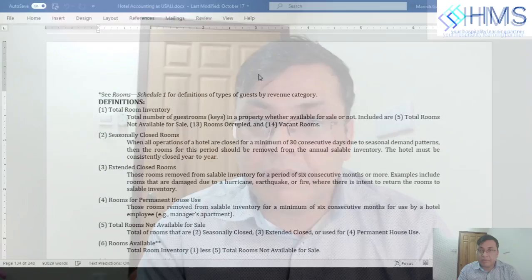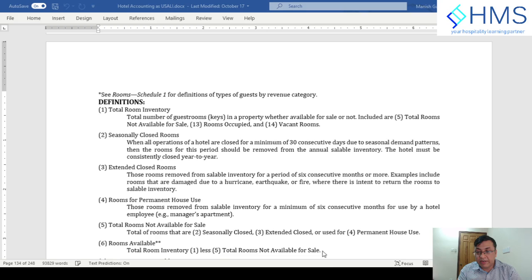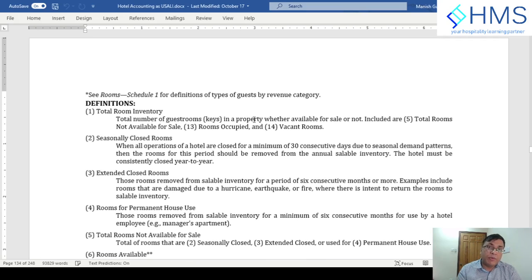So the first thing that we have to understand in the room inventory is the total room inventory. As you can see on the screen, the first thing that you will see is the total room inventory. The total room inventory is the number of rooms in the hotel, the number of room keys in the hotel, whether they are available for sale, empty, or sold, it does not matter. As long as there is a room number, and that room is being prepared to be sold, that will be considered as a room in the room inventory.